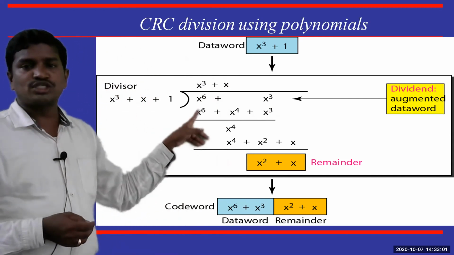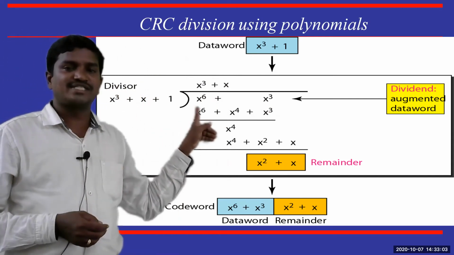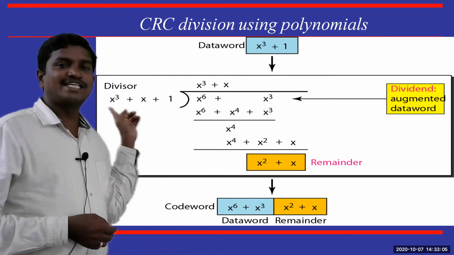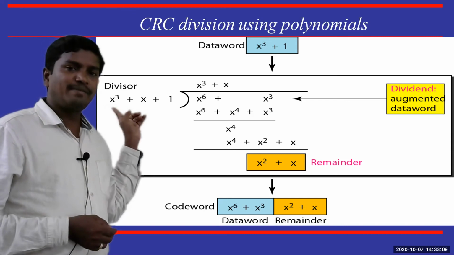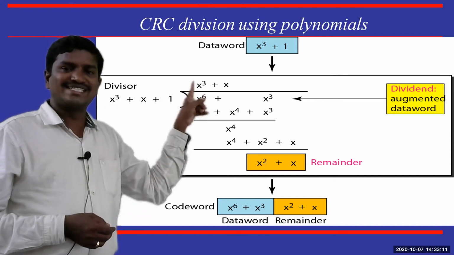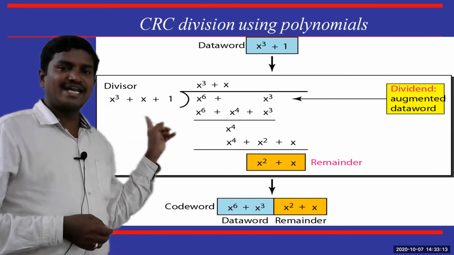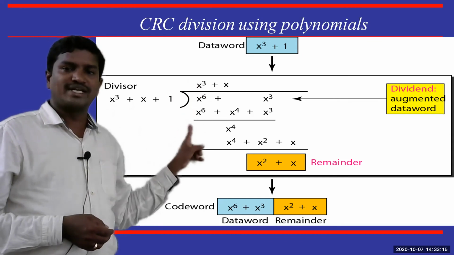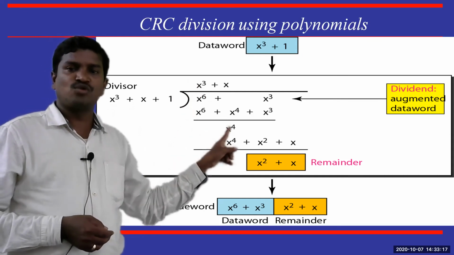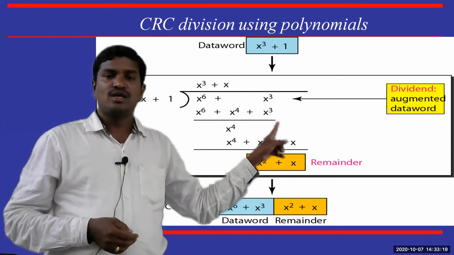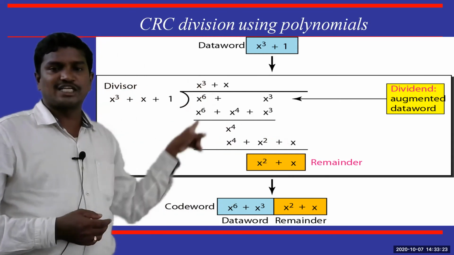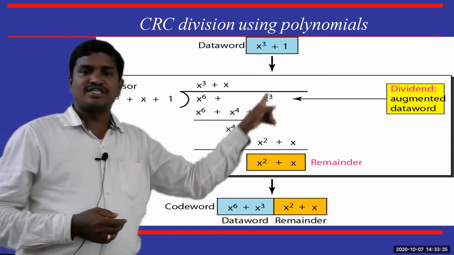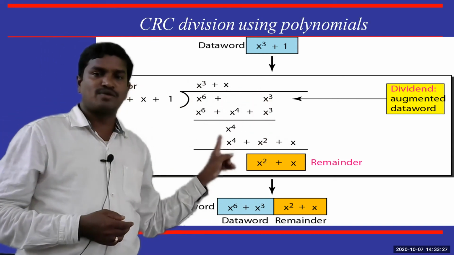Now what is the leftmost term in this? X power 6. Now in order to make this x cube into x power 6, it should be multiplied by x cube. So the coefficient is x cube. This entire equation is multiplied by x cube to get x power 6, x power 4, x power 3. And once it is done, we perform XOR again. X power 6 gets cancelled, x power 3 gets cancelled, and we get x power 4.